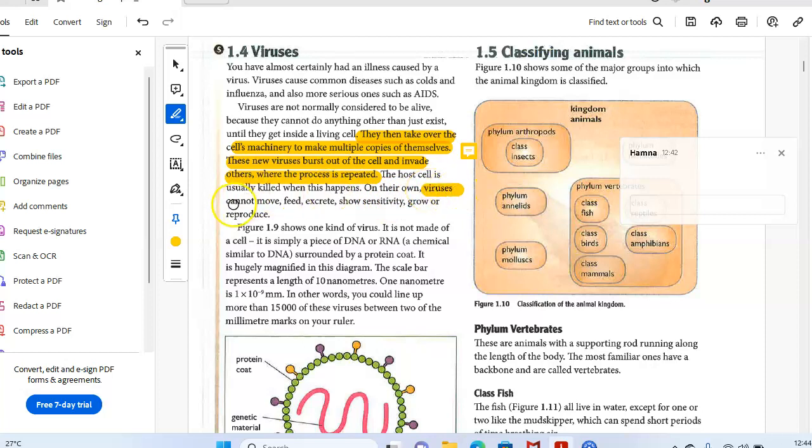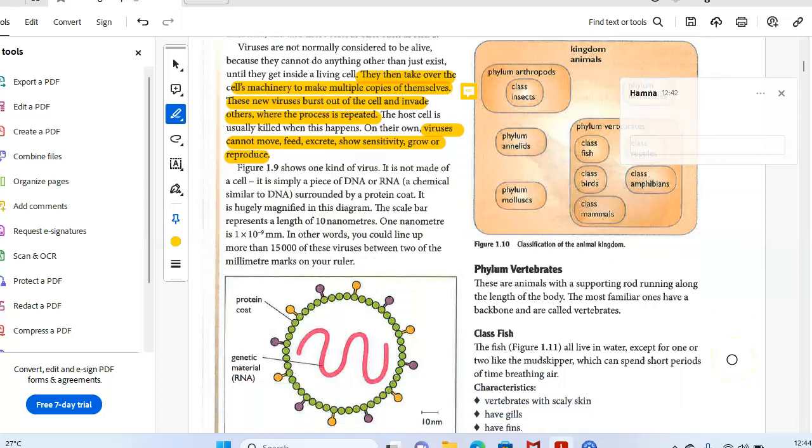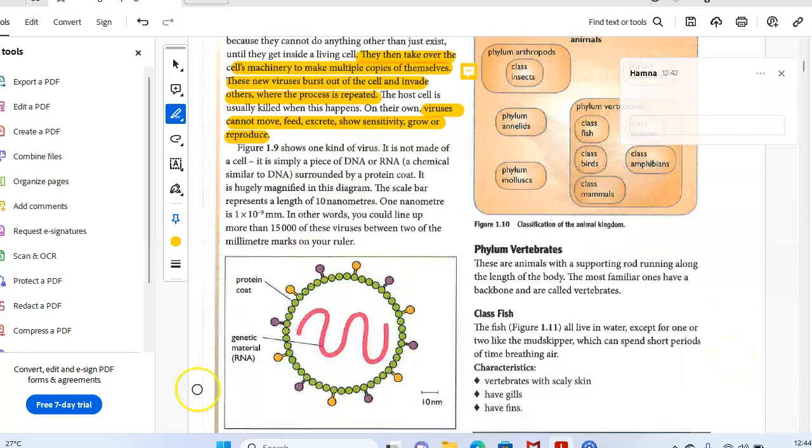Viruses cannot move, feed, excrete, show sensitivity, grow, or reproduce without a living host. As you can see down here, this is a diagram of a virus. It is a kind of virus. You can see it is not a cell. You can see just a protein coat here, which you need to memorize. You need to memorize these labels for the exam questions. This is the protein coat, and this is the genetic material, which is RNA or DNA. It can be DNA as well.